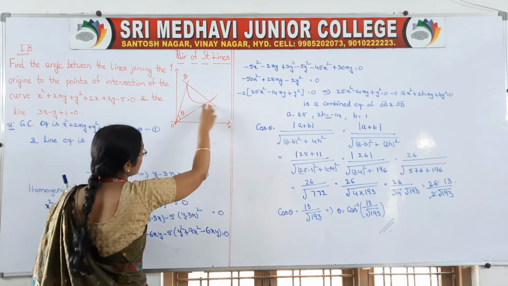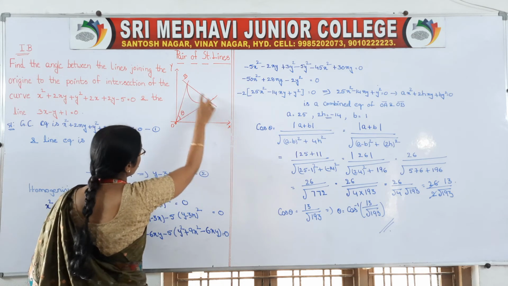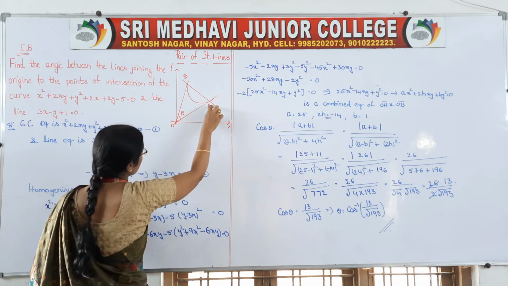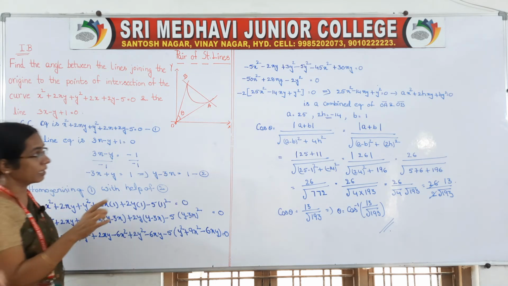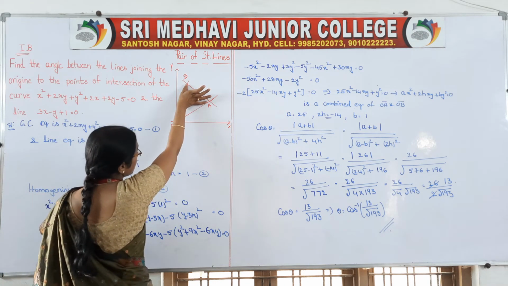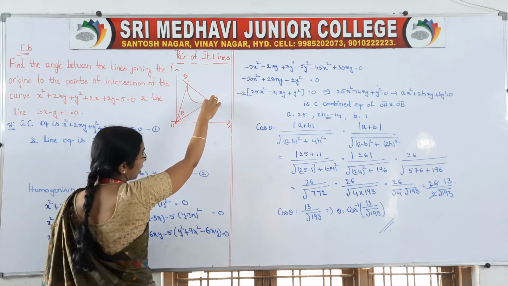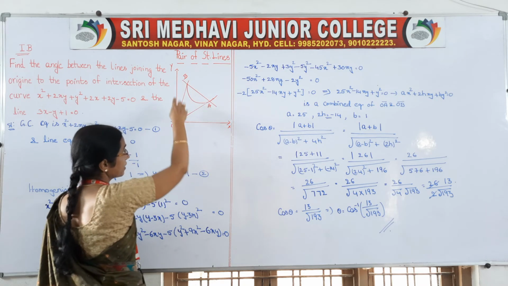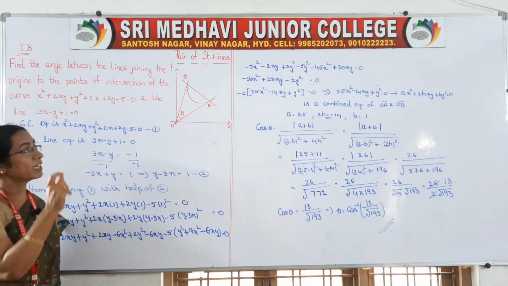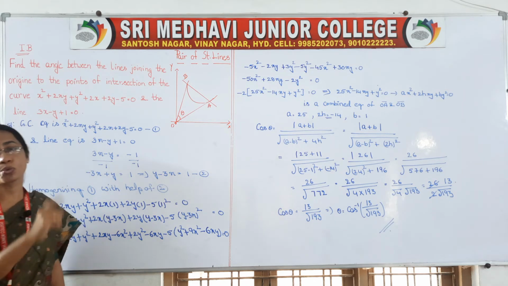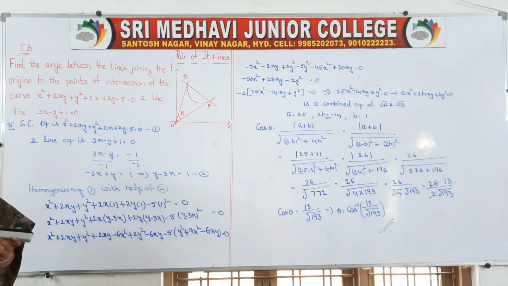So this is the curve, this is the line. A and B are nothing but the points of intersection of the curve and the line, right? From these points of intersection to the origin, if you join, you will get two lines. You have to find the angle between those two lines. Okay, that is the question.